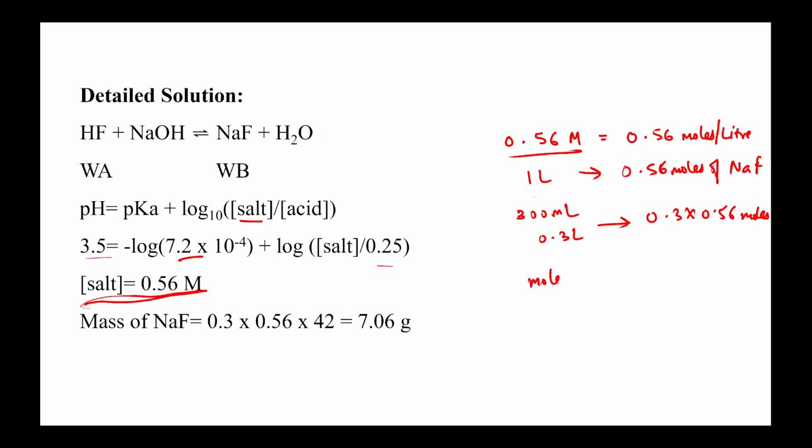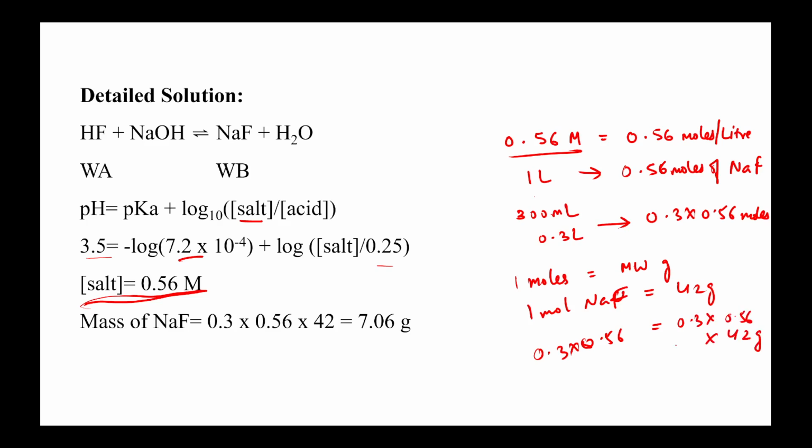Now 1 mole is equal to the molecular weight in grams. Molecular weight is basically grams per mole. So 1 mole has 1 molecular weight, whatever the molecular weight. In this case, the molecular weight given is 42. So 1 mole of NaF will have 42 grams. So now 0.3 into 0.56 moles will have 0.3 into 0.56 into 42 grams. Just calculate this and you will get the answer 7.06.